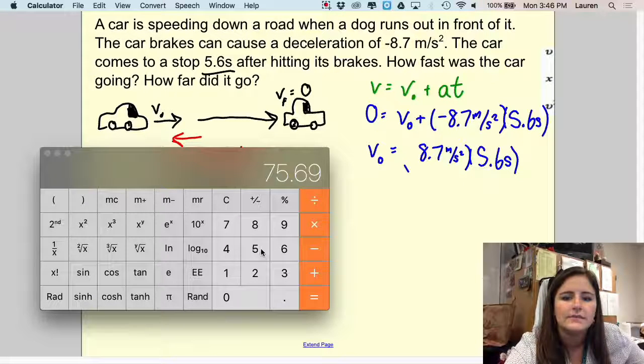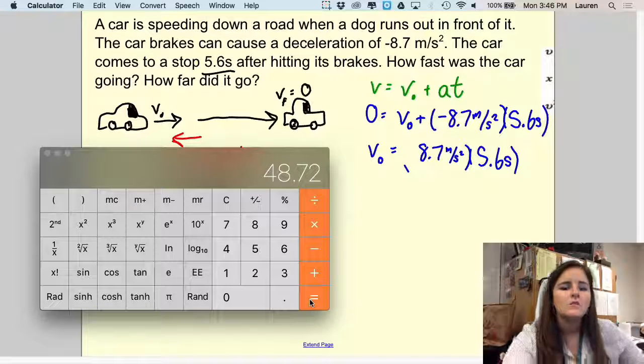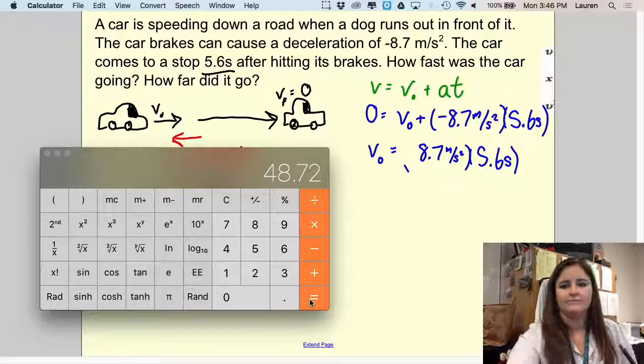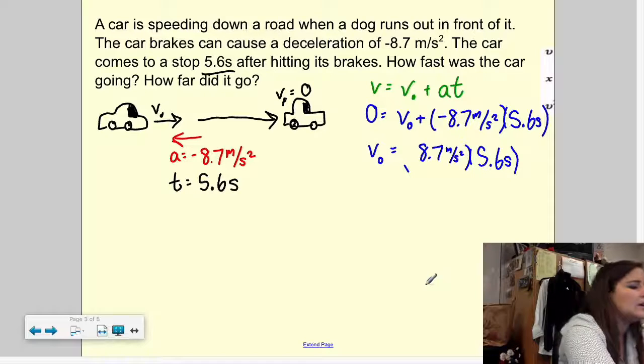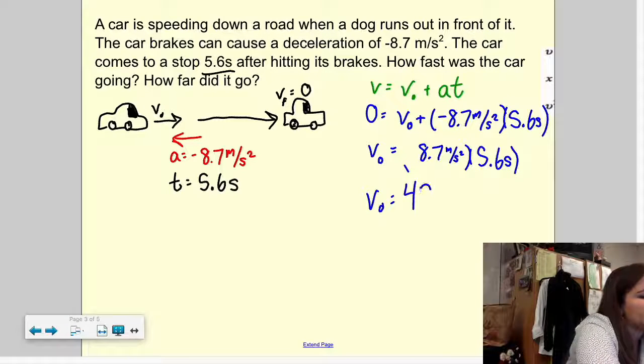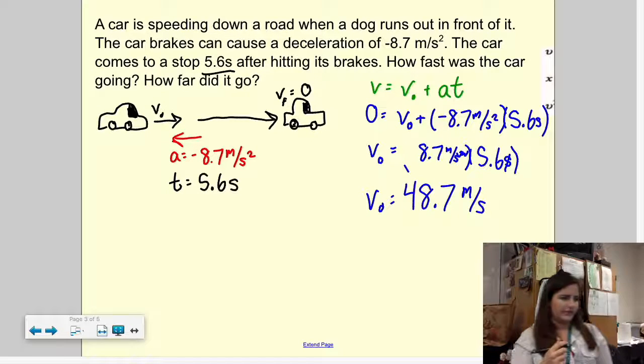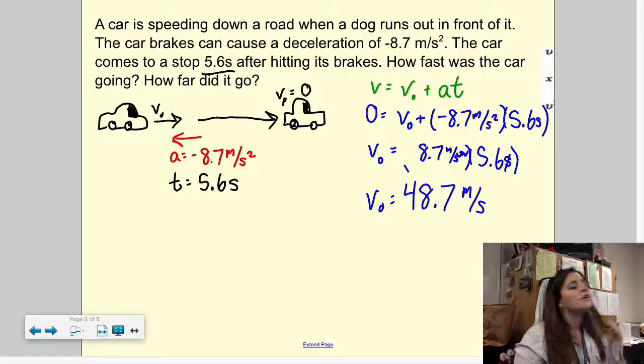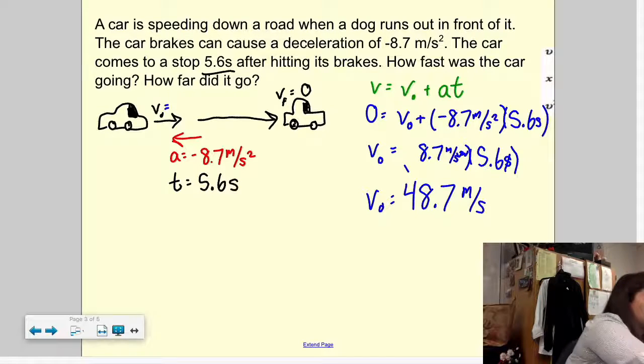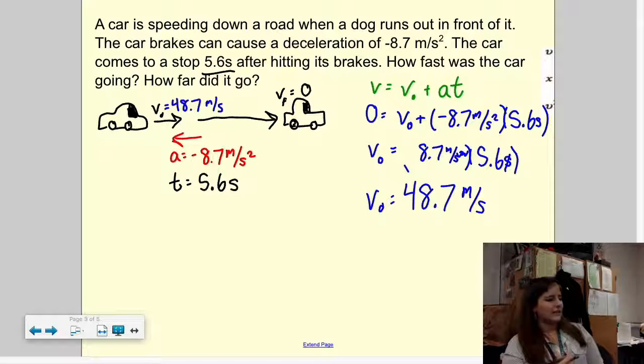Which gives us 48.7. So our initial velocity is 48.7. Seconds squared cancels out with seconds, so it's meters per second, and also because it's a velocity. Okay, so now we know that our V naught is 48.7 meters per second, and we can add that to the things that we know.